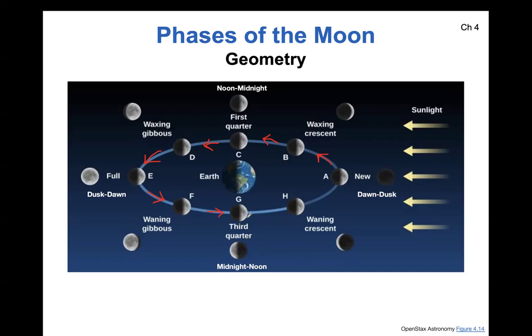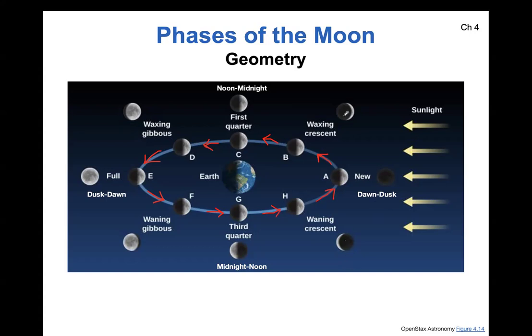You could also think of the quarter names as referring to a quarter of the way through the cycle. So the first quarter is 1/4 through the cycle, and the third quarter is 3/4 of the way through the lunar cycle. Then we get to our last named phase, the waning crescent, which is a crescent that is on its way to shrinking and becoming a new moon and starting everything over again.